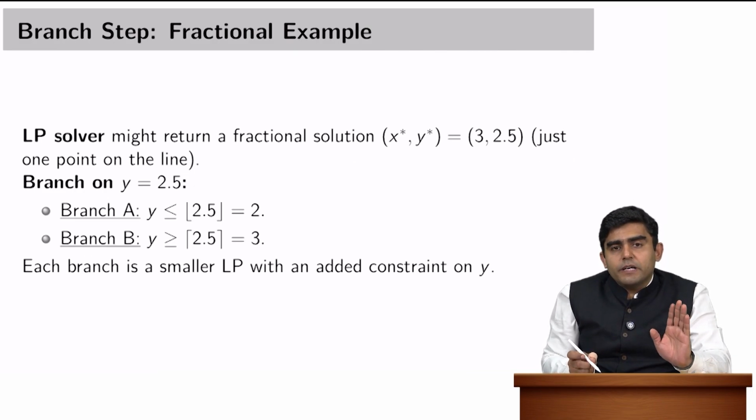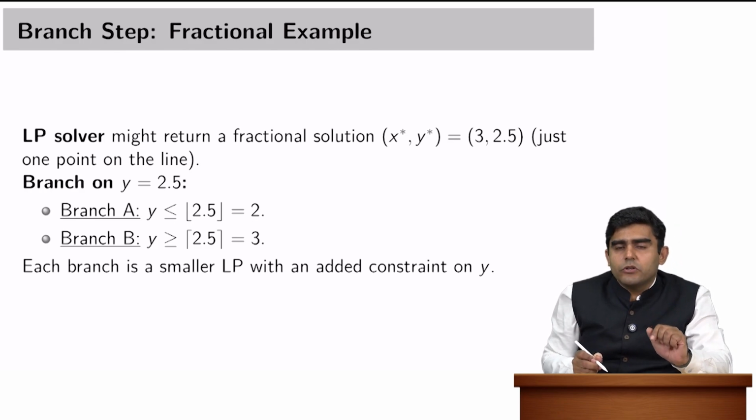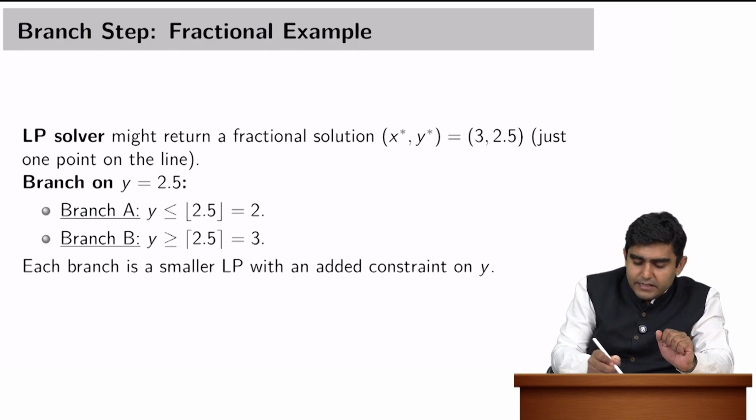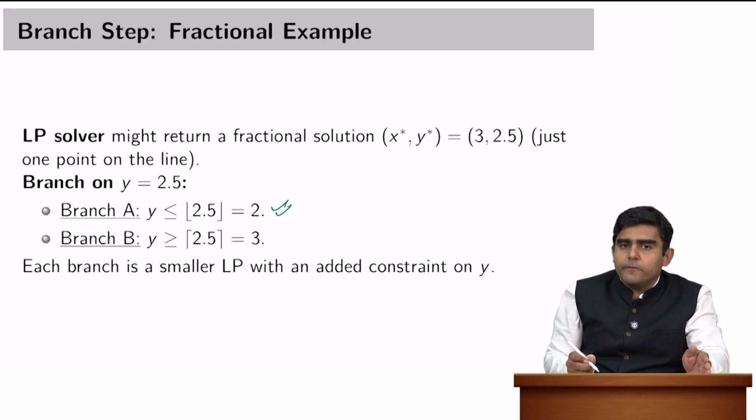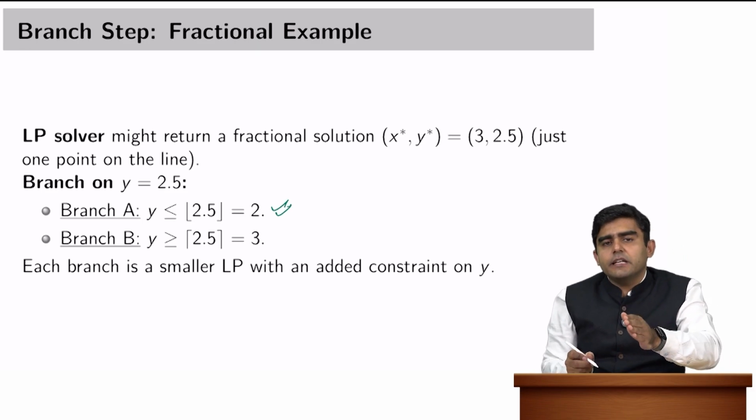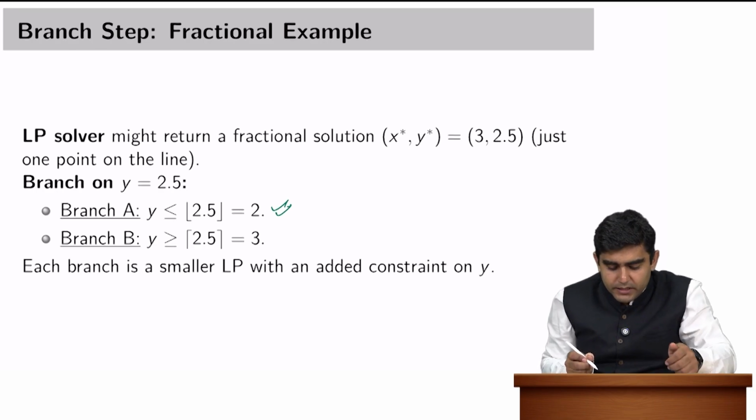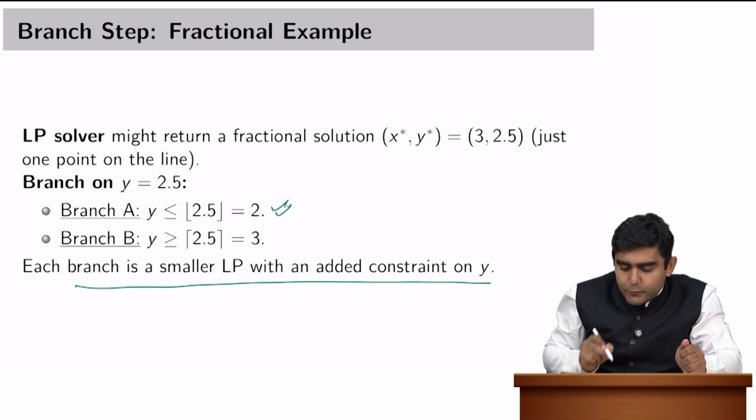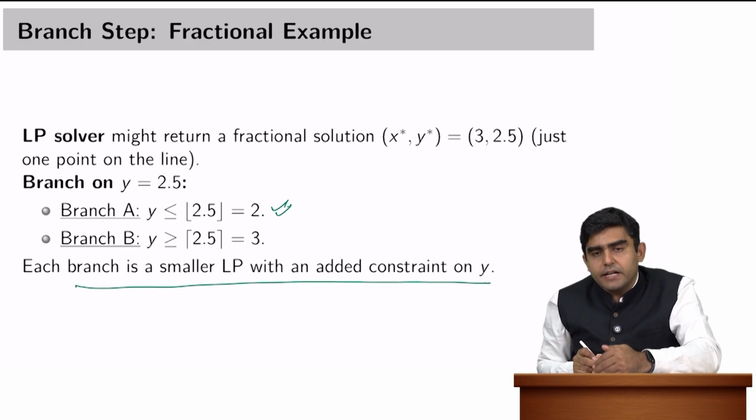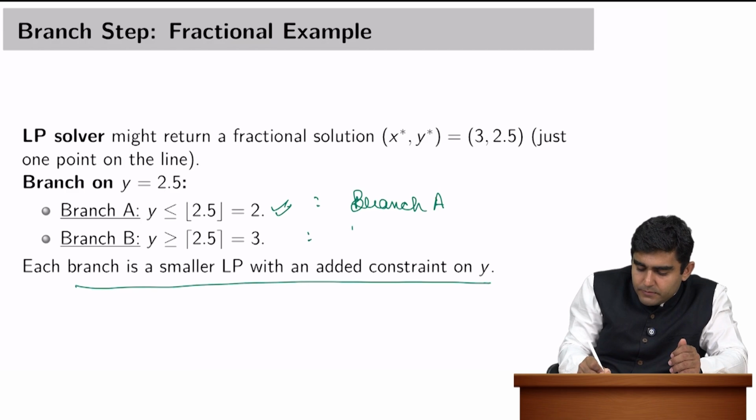However, if I go by the branch and bound method, which is more generalizable, I will put a branch on y equal to 2.5. I will say that either y is less than or equal to floor of 2.5, which is 2, or y is greater than or equal to ceiling of 2.5, which happens to be 3. And each branch itself is a smaller linear programming problem with an added constraint on y. So this will become branch A and this will become branch B.